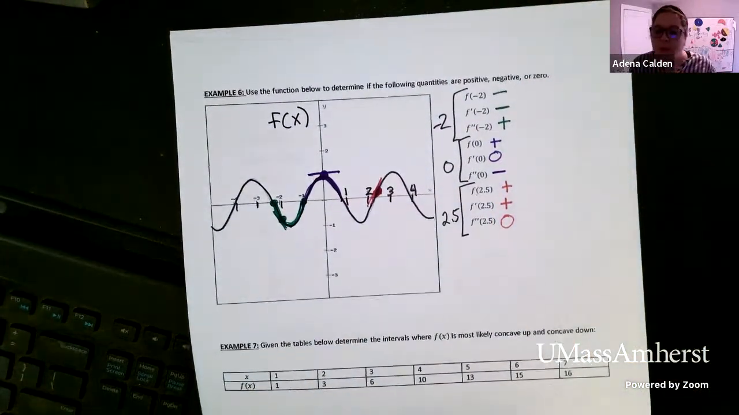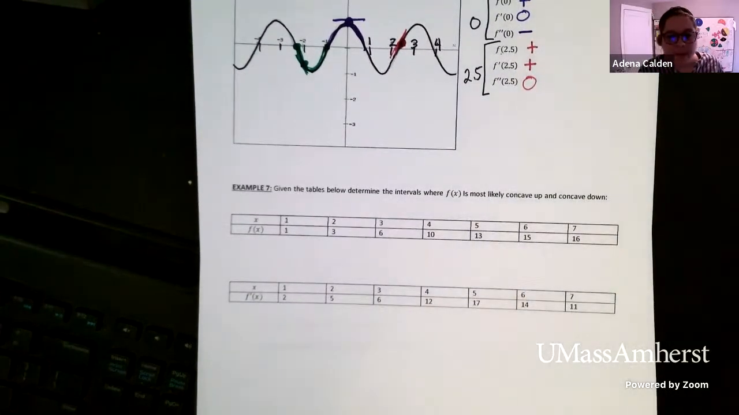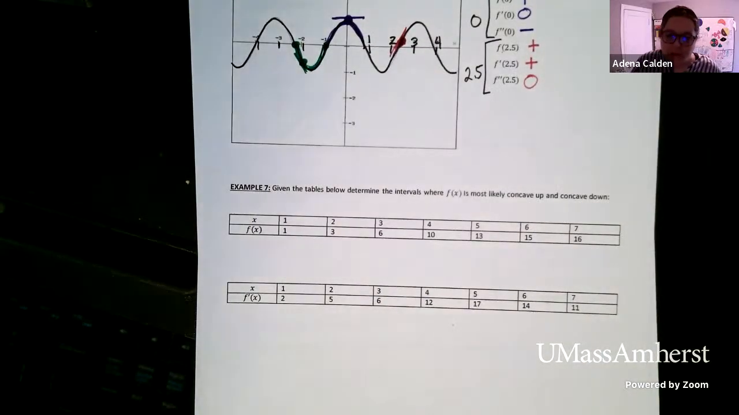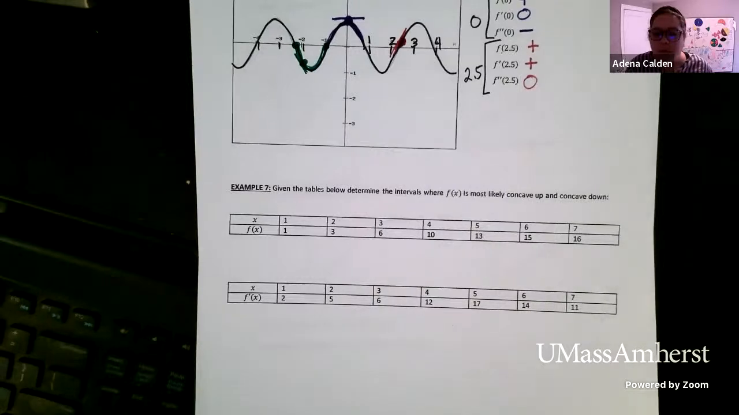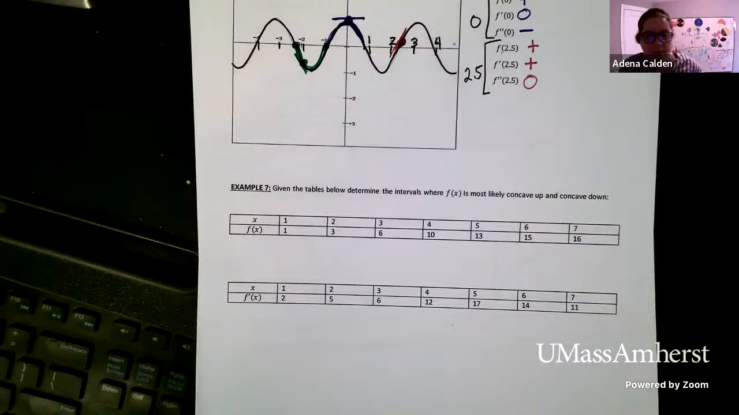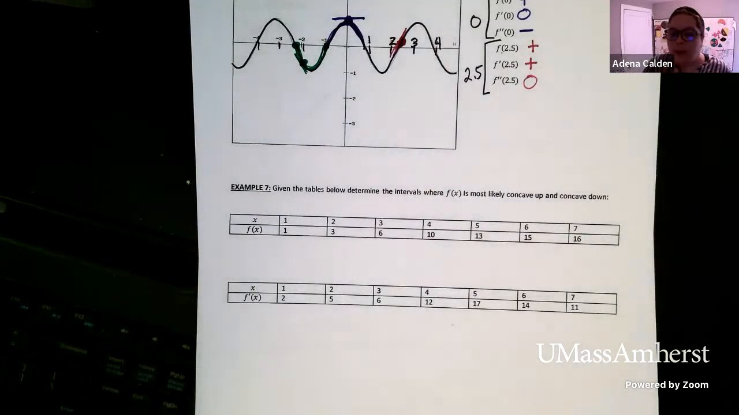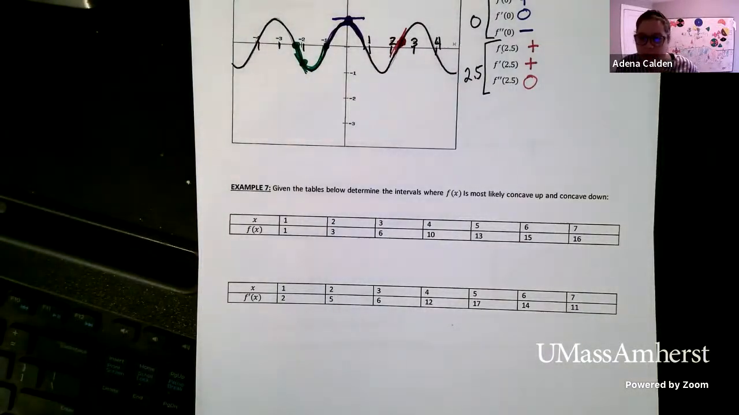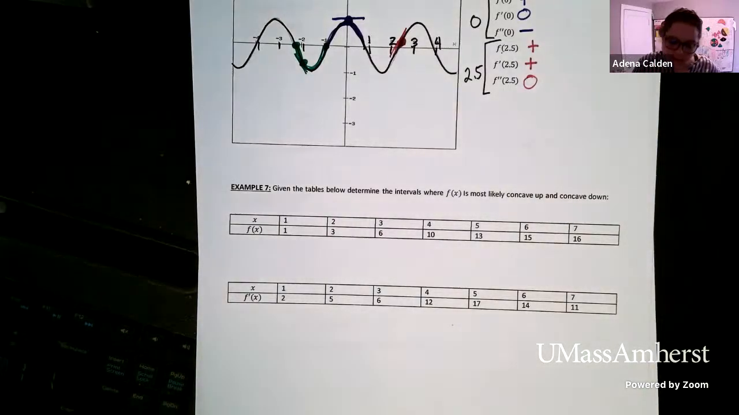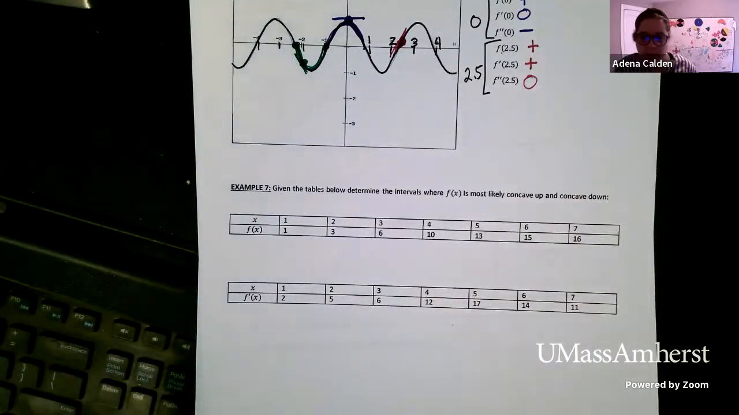Okay, so let's look at one more example here that will hopefully help us link everything up. So given the tables below, determine the intervals where f of x, so the original function, is most likely concave up and concave down. So we've talked about concavity before when we have an original function, because we talked about approximating the first derivative and then using that to determine concavity. We started with average rates of change, then we moved on to the instantaneous rate of change, but we've done this on a table a few times.